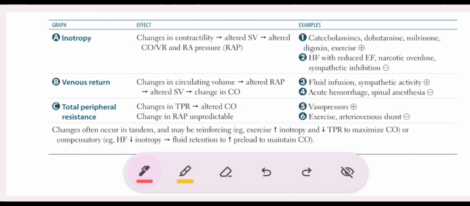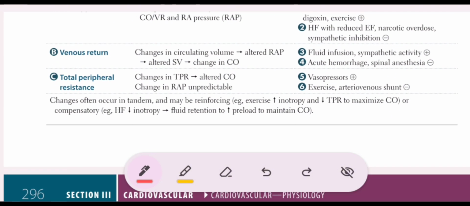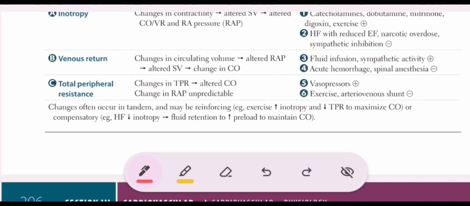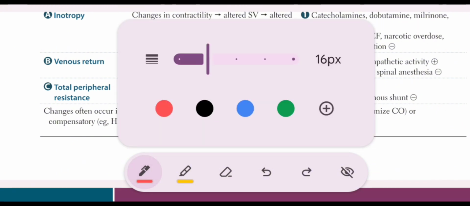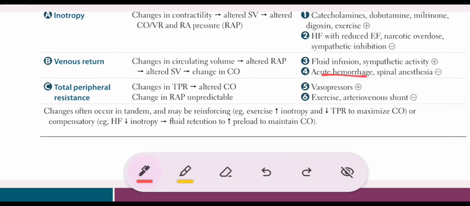So those factors which increase the inotropy include catecholamines, dobutamine, digoxin, and exercise. And those conditions that decrease the inotropy include heart failure with reduced ejection fraction, narcotic overdose, or parasympathetic stimulation. And then we have venous return. Venous return is basically the preload. Those factors which increase the venous return or the preload include fluid infusion and sympathetic activity. And those factors which reduce the venous return are due to decrease in the body's total volume, such as occurs in hemorrhage and spinal anesthesia.